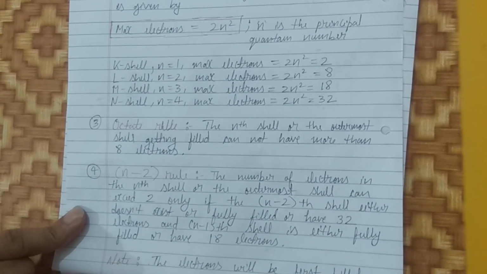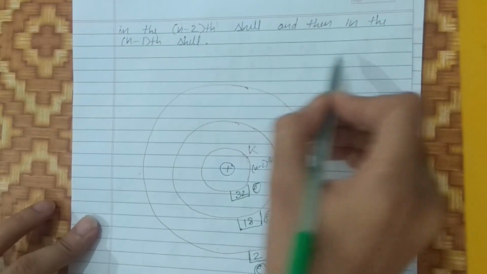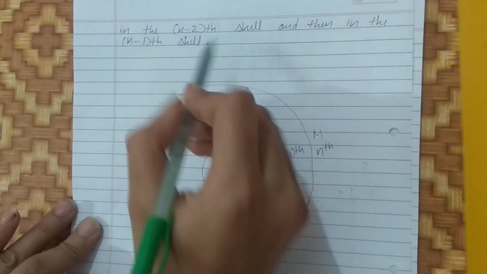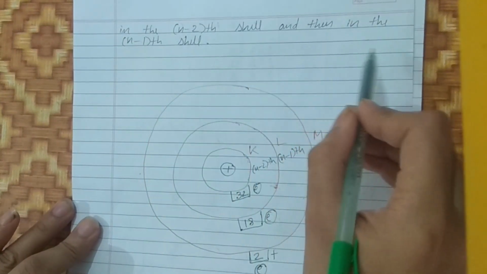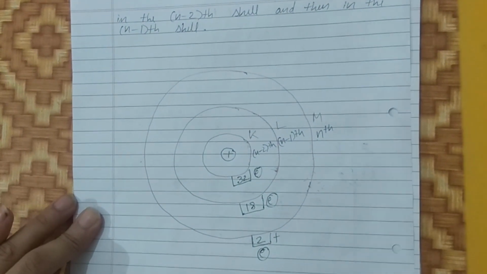And here is a note. The electrons will be filled first in the n minus 2th shell and then in the n minus 1th shell. Okay, so the electrons will be filled first in the n minus 2th shell, then in the n minus 1th shell. So try to see this diagram and understand it.